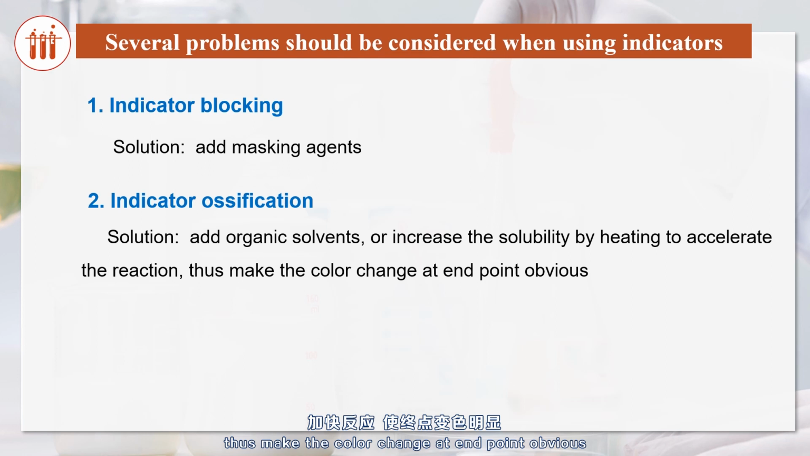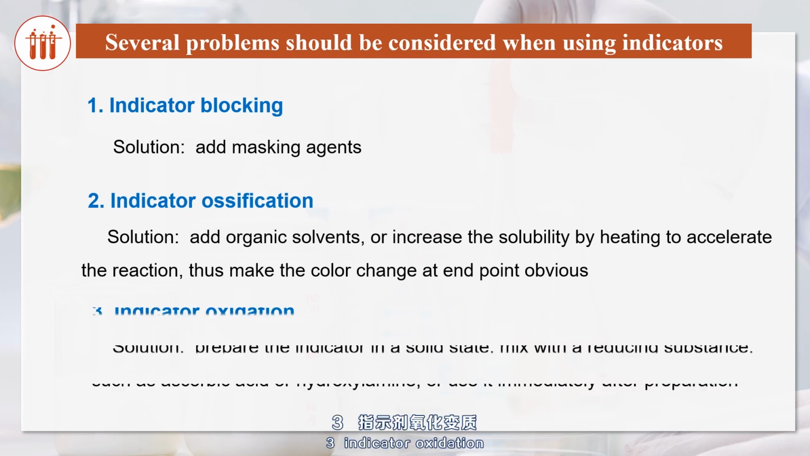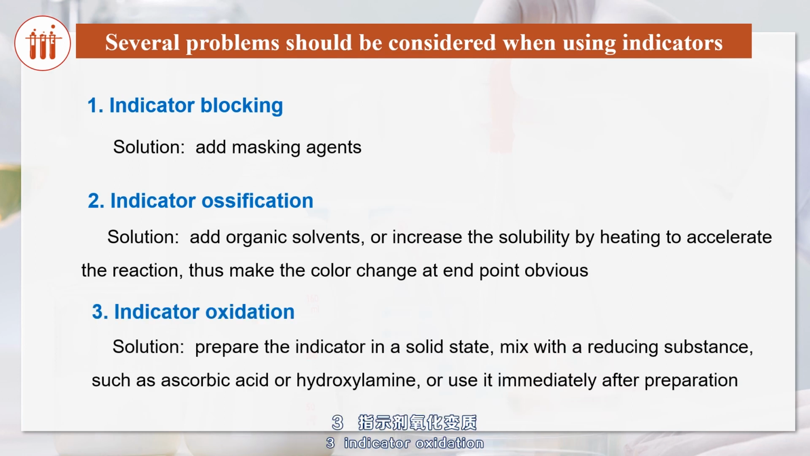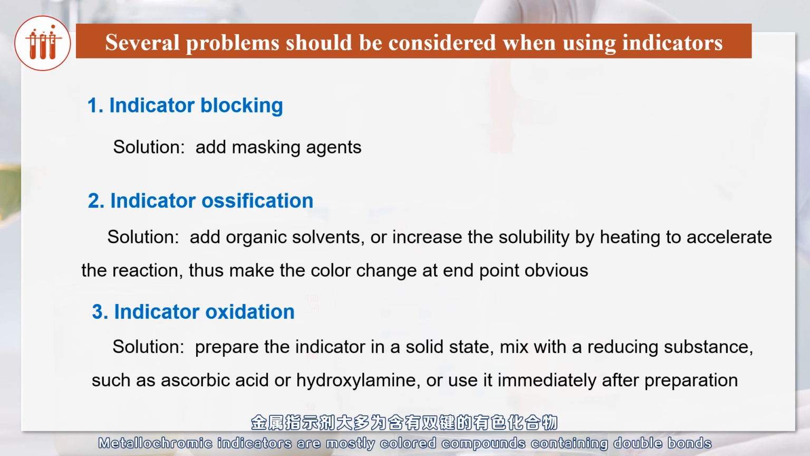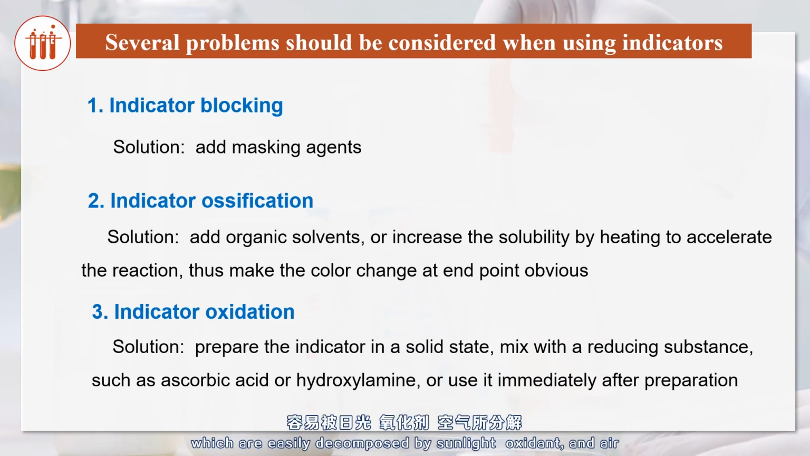Indicator oxidation. Metallochromic indicators are mostly colored compounds containing double bonds, which are easily decomposed by sunlight, oxygen, and air. In aqueous solutions, they are usually unstable and easily deteriorate.